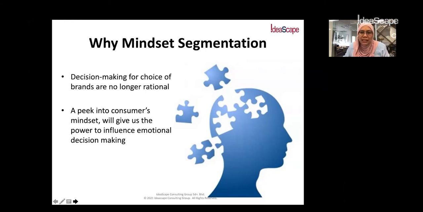So mindset segmentation has been proven to be really, really powerful in understanding consumers' pain points, drivers, and barriers to adoption, what makes them feel a certain way, or what the limitations are to get them to behave the way we want them to behave, yeah?